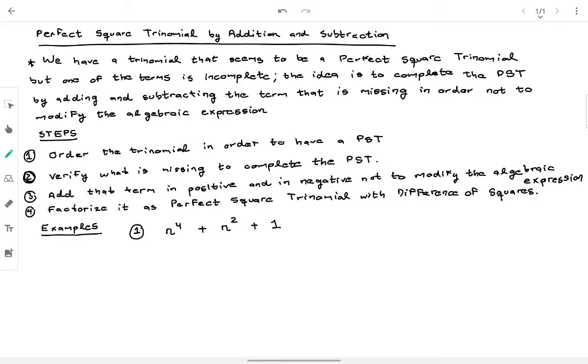So today's topic is going to be the last topic of the semester. It's perfect square trinomial by addition and subtraction. In this type of exercise, we will have a trinomial that seems to be a perfect square trinomial, but one of the terms is going to be incomplete.